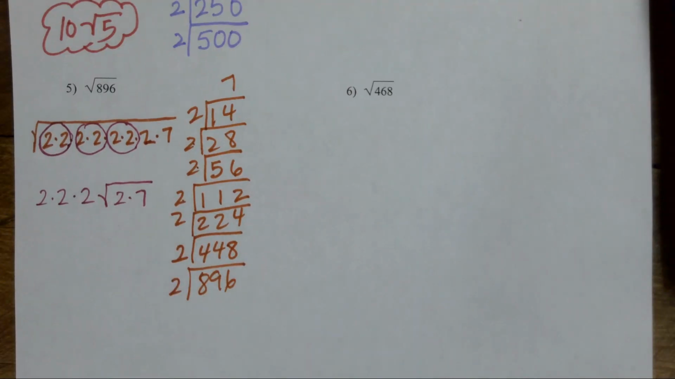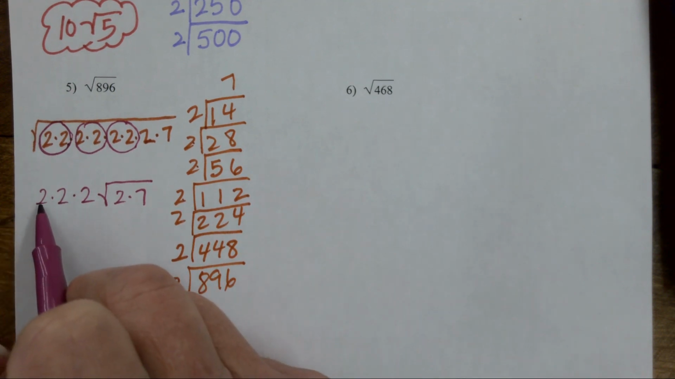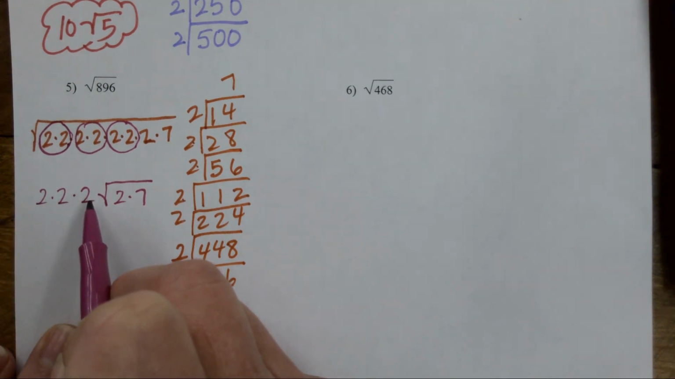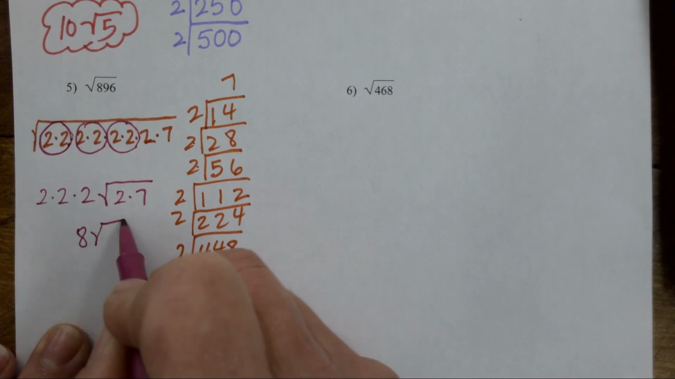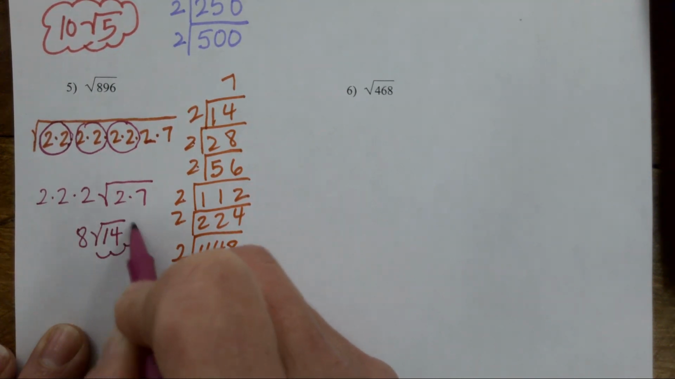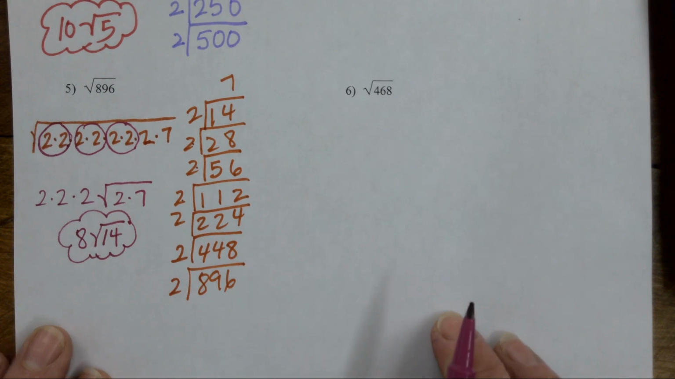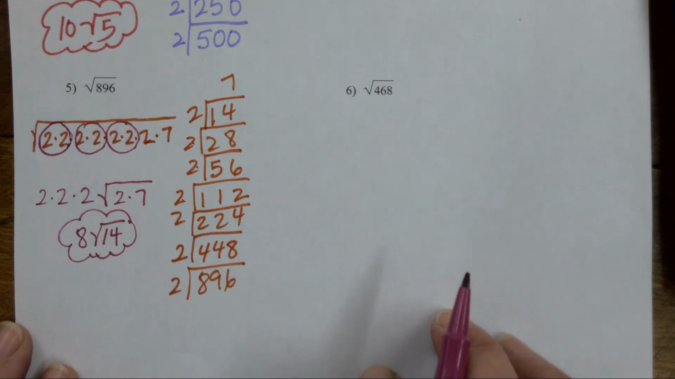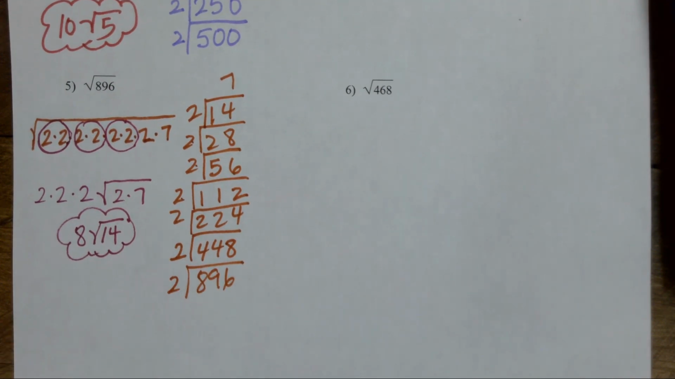Right. Remember, you're always looking for pairs because that's how a square root works. So what is 2 times 2 times 2? Beautiful. 8. I heard somebody say 14. I heard someone say 8.